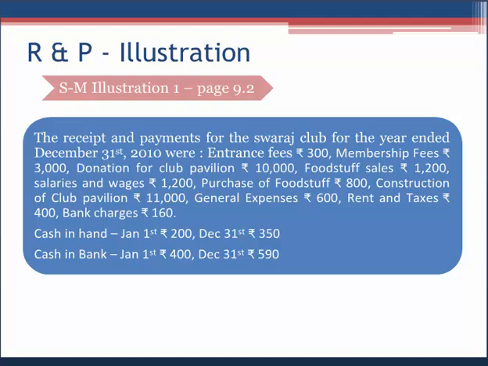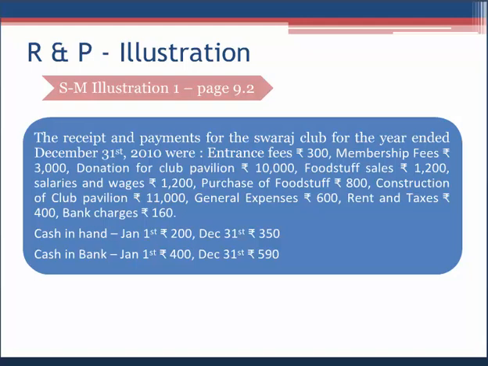Now what we need to do is prepare our receipts and payments account. It will start with the opening balance of cash in bank given to you, and end with the closing balance of cash in bank. Receipts should be debited and payments should be credited. Start thinking from the viewpoint of the club, not from your viewpoint. We are in the books of Swaraj Club. So what are the receipts in the books of Swaraj Club? Entrance fee will be a receipt. Membership fee will be a receipt. Donation for club pavilion will be a receipt.